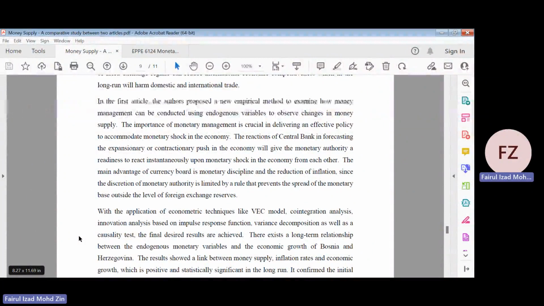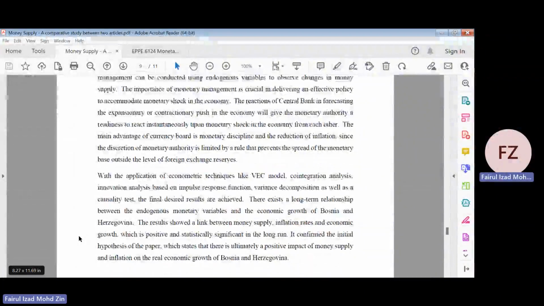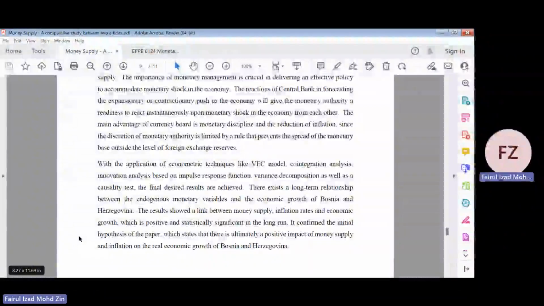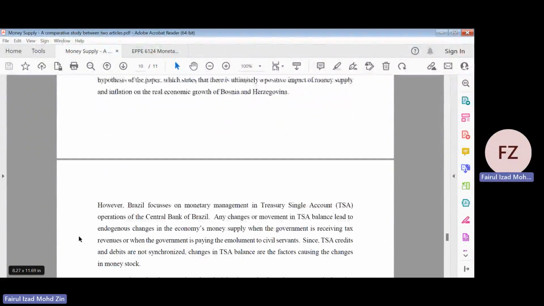There exists a long-term relationship between the endogenous monetary variables and economic growth of Bosnia and Herzegovina. The results show a link between money supply, inflation rates, and economic growth, which is positive and statistically significant in the long run. We confirm the initial hypothesis of the paper, which states that there is an ultimate positive impact of money supply and inflation on the real economic growth of Bosnia and Herzegovina.